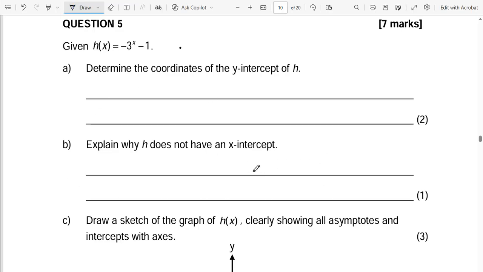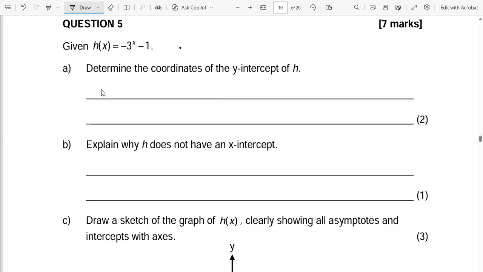Okay, grade 11s, Pre-matrix. Look at this, guys. This is question 5. It has to do with exponential equations. Determine the coordinates of the y-intercept of h. We are given h at x.